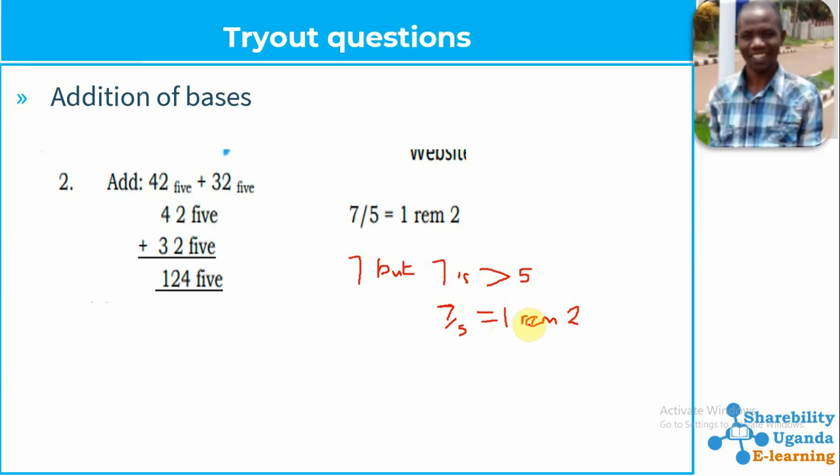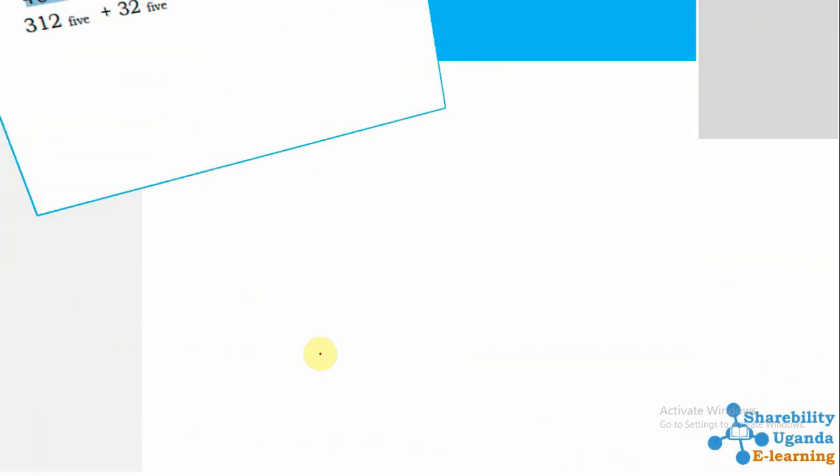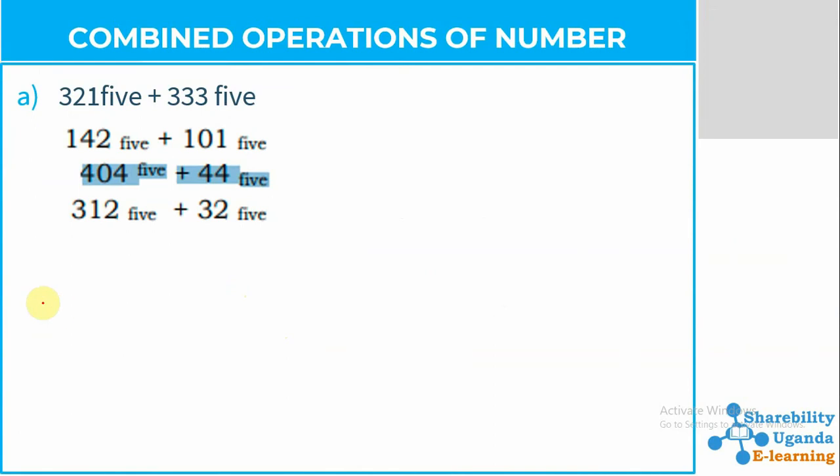So after we have got 1 remainder 2, that simply means we shall now write 1, remainder 2. That's how they are able to get 1, 2, 4 base 5. And then we can also have a sample question here. We have 2, 3, 1 base 5, then 3, 3, 3 base 5 also.